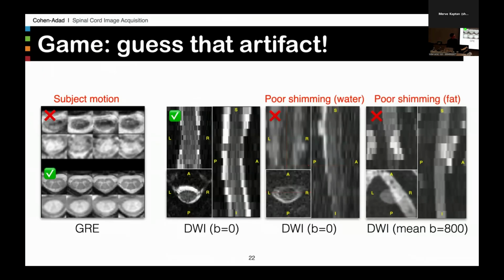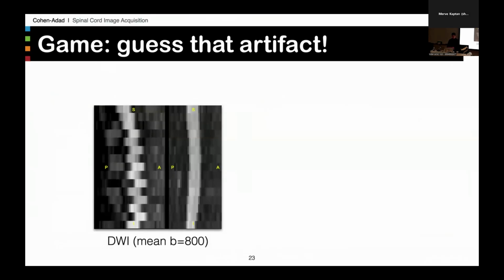Okay. I really like this one. So who thinks that's going to be easy? Who thinks the artifact is on the left? Okay, on the right, yes. Okay, yeah, very good.